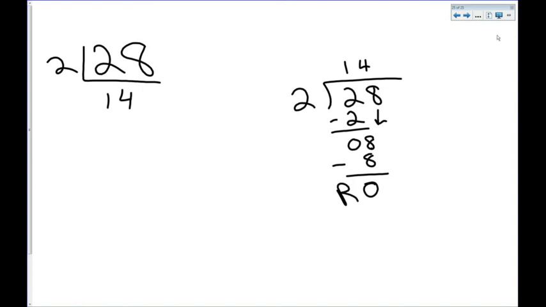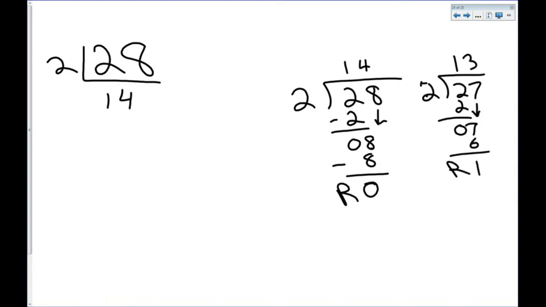What if it was 27? 2 into 2 once, gives me 2, gives me 0, bring down the 7. 2 goes into 7 3 times, gives me 6, remainder 1, and I was done back in the day. This is the key to doing this.